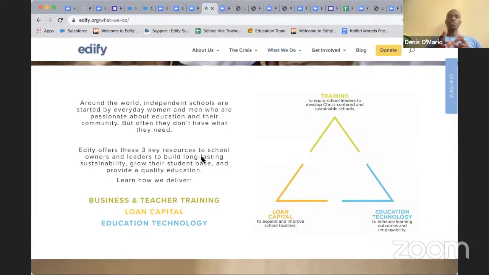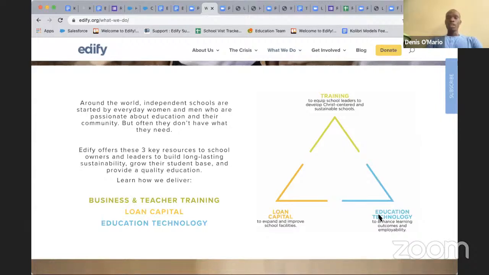Edify does major work with Christian schools in three areas. One, we work with schools in training. Secondly, in loan capital, and thirdly, in education technology, which we are talking about today. On training, we train teachers on Christian transformation. Because we are a Christian-based organization, we put God first in all our trainings. Even in education technology, we try as much as possible to integrate Christianity, because we want to raise the next generation to be well-mannered, God-fearing, and not corrupt.